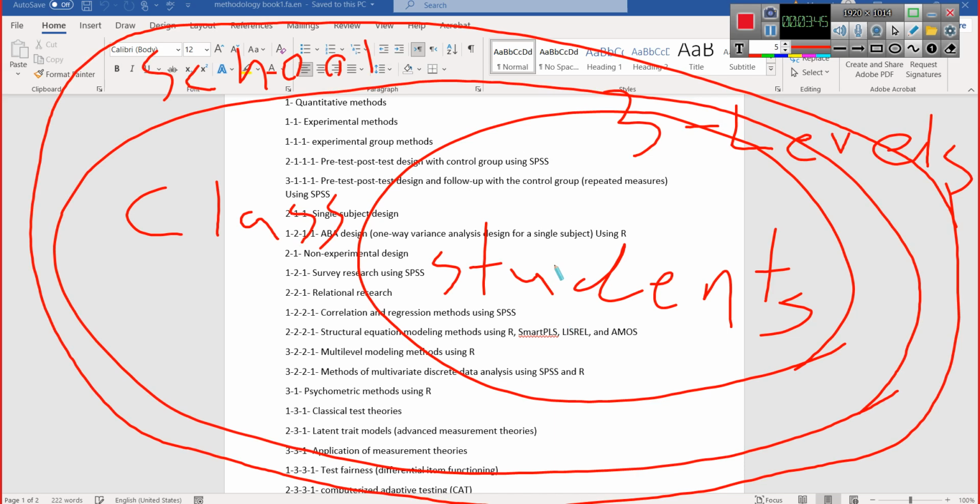So variables for students, educational and psychological variables of students, can be affected by the variables in other levels, including the classroom and school. Classroom variables: the most important one is about the teacher variables.